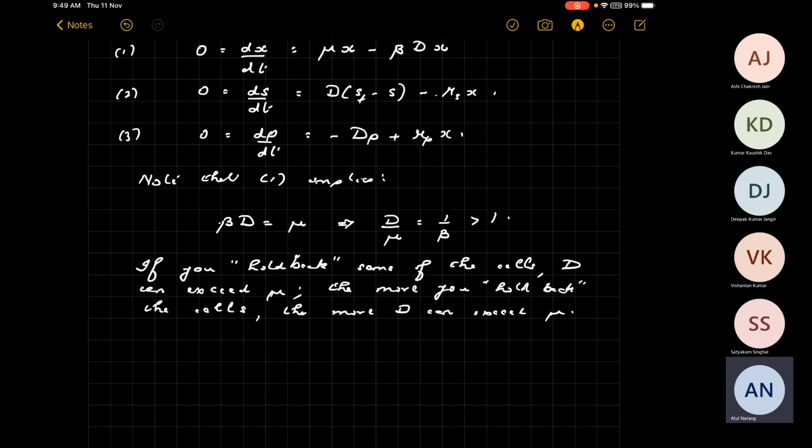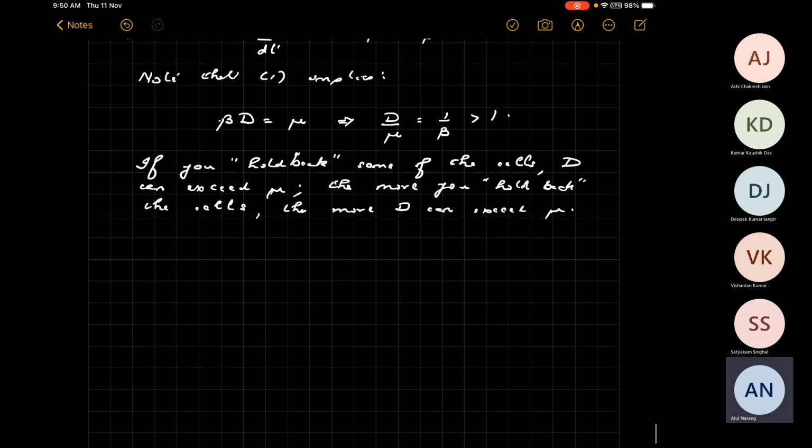And in the limiting case where you don't take any cells out at all, you can see intuitively that you will never get washout because the cells cannot leave. Everything is going back, so it's basically like a batch reactor. You can't get any washout. Everything you make is just recycled right back.